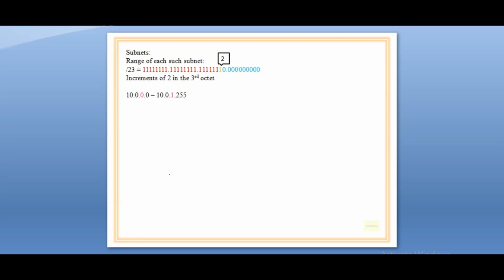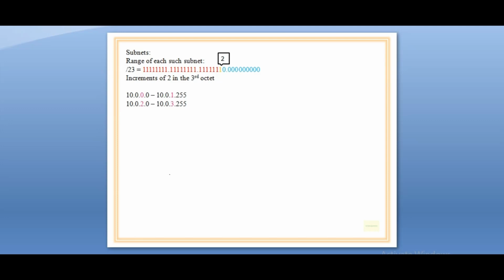For the second subnet, add 2 to the third octet for the previous subnet's network address to get this subnet's network address, which gives us 10.0.2.0. And for the broadcast address, add 2 to the third octet of the previous subnet's broadcast address, which will give us 10.0.3.255. Hence, the range we get is 10.0.2.0 to 10.0.3.255.